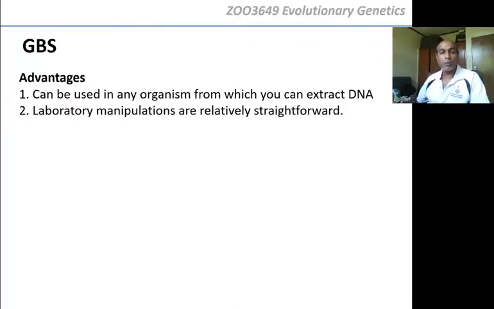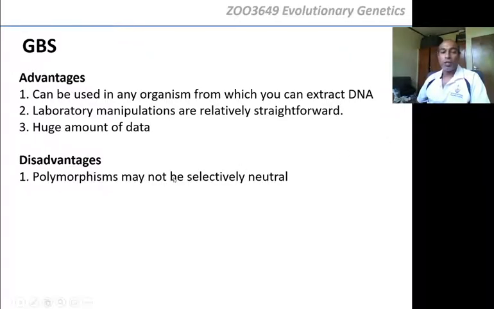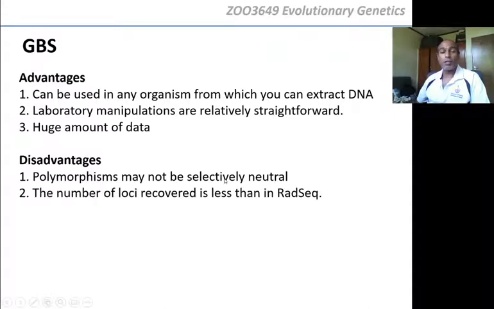It can be used from any organism. You don't need to know the sequence beforehand, or any primer or anything like that. It's pretty straightforward in the lab, and you also get a huge amount of data. What are the disadvantages? Same as RAD-seq, you don't know that you're getting selectively neutral polymorphisms, and here we have it. The number of loci, the number of SNPs that you will be able to sequence is less than RAD-seq. Why? Because you didn't do the shearing step to bring them all into a small size that the NGS Illumina machine likes to sequence. It doesn't like to sequence big pieces.